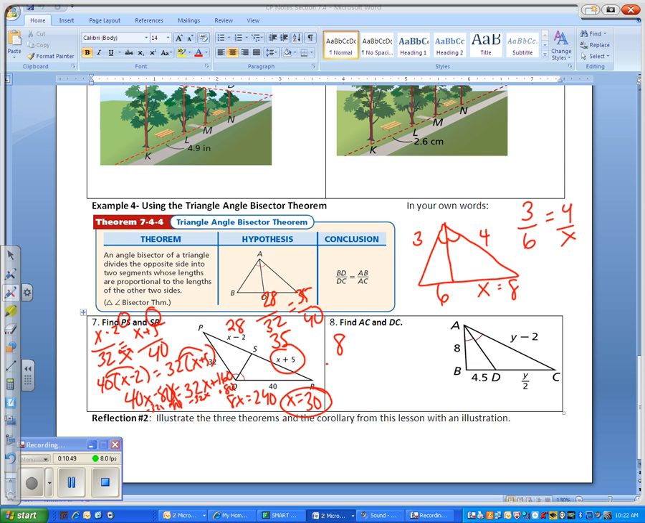You could say 8 over 4.5 equals y minus 2 over half of a y, and then cross multiply. So y divided by 2 times 8 equals y minus 2 times 4.5. I want to see if you can do the algebra and tell me what y equals. And then for reflection number 2, this is the thing I'm going to be really looking for. There were 4 things we learned today. I want you to draw a picture for each thing that we learned. Draw a picture.